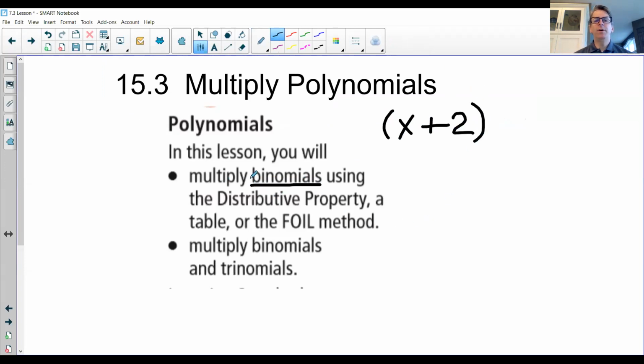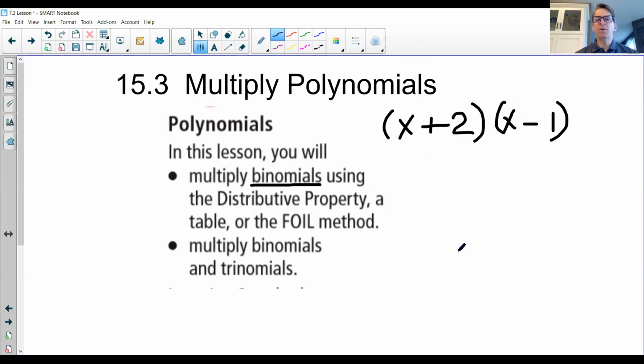When we're multiplying a binomial times another binomial, we're going to take that x plus 2 and multiply it times x minus 1, another binomial. There are two binomials, x plus 2 and x minus 1, and we're going to multiply them together, okay?